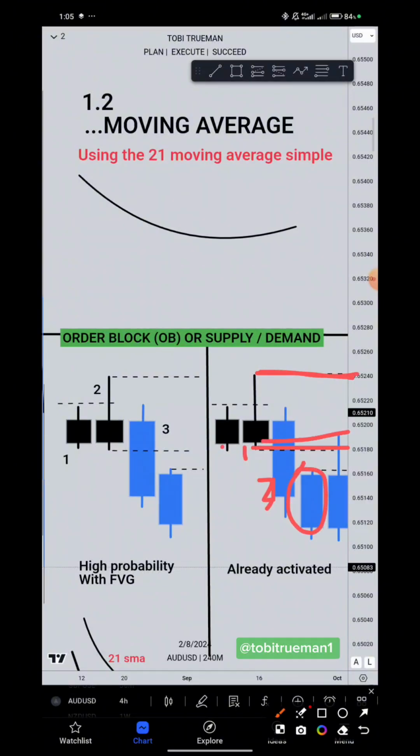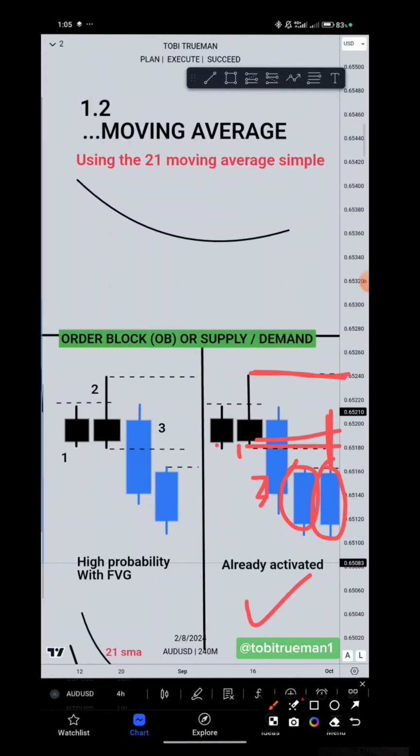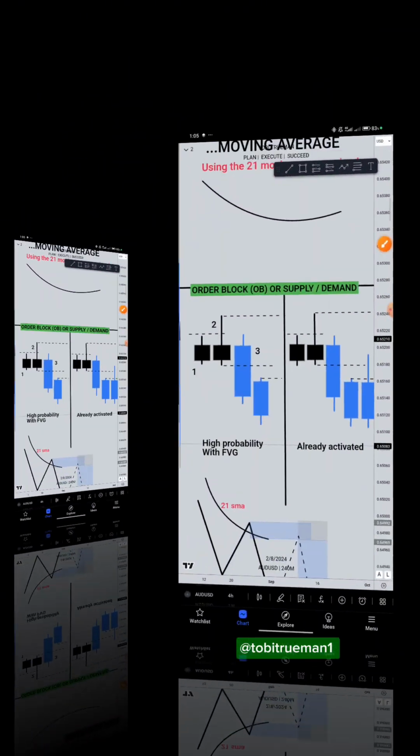Then we'll now see the fifth candlestick has formed. Then it taps into it with a wick, and by so doing, this signal is now active, already activated. Then we can wait for our signal to play out. I will show you some examples, but let's continue.